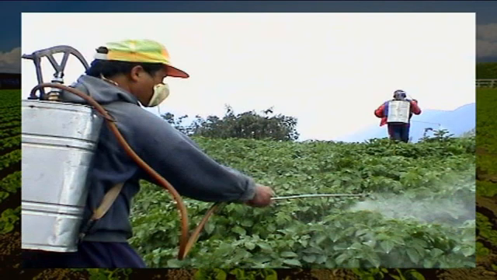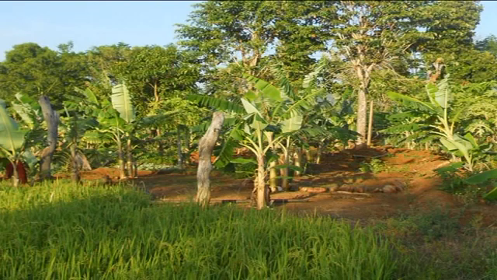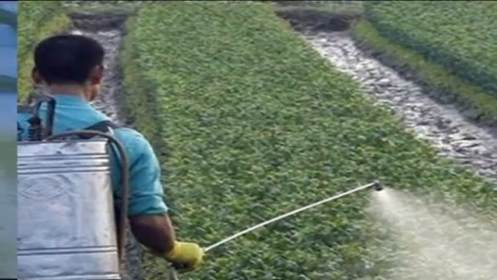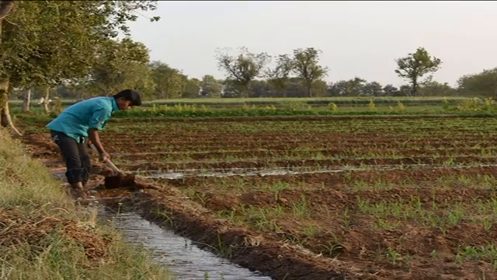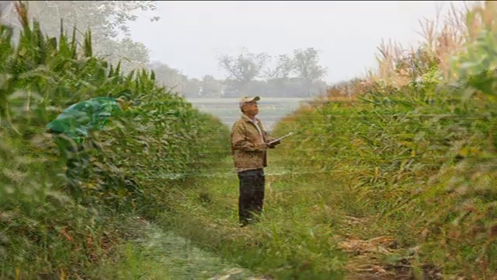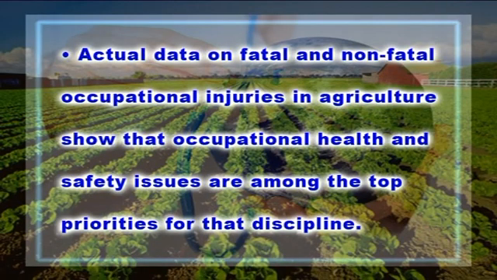In a complicated situation such as occupational health and safety problems in agriculture, it is not so easy to select priorities clearly. But legalization of agriculture workers could be a key to solving all the other problems. Actual data on fatal and non-fatal occupational injuries in agriculture show that occupational health and safety issues are among the top priorities for that discipline.